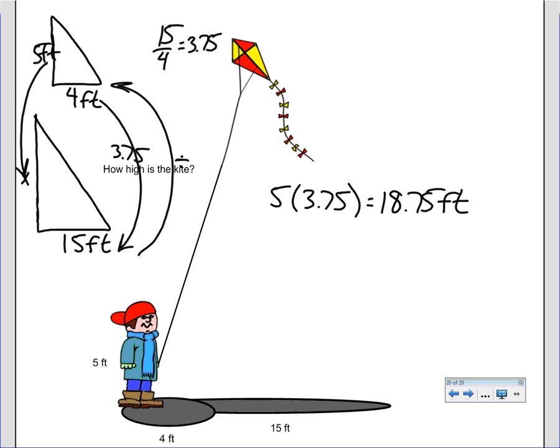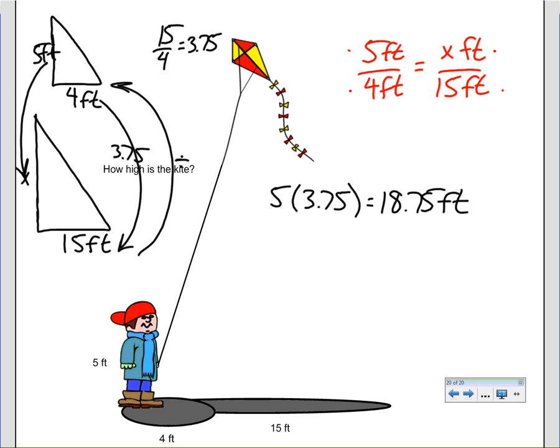Okay, now let's try this ratio way. I'm going to do ratio way in red. Okay, so 5 over 4, 5 feet over 4 feet has to be the same thing as x over 15 feet. So x amount of feet over 15 feet. So height to shadow, height to shadow, height to shadow.